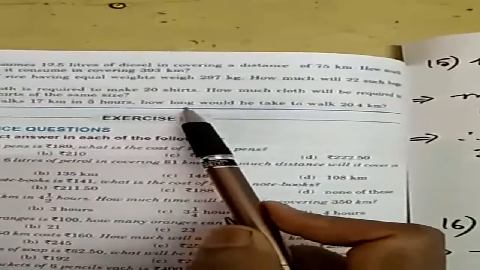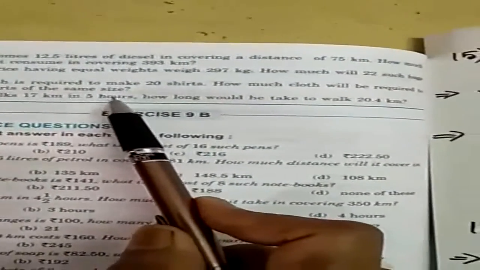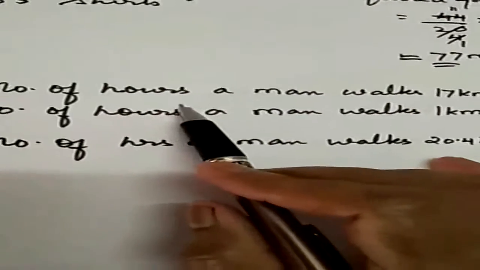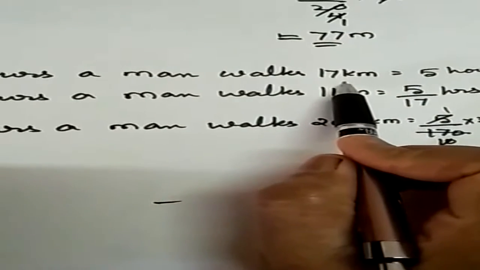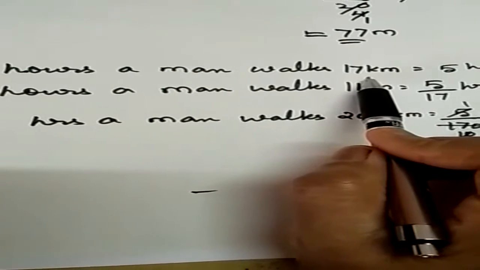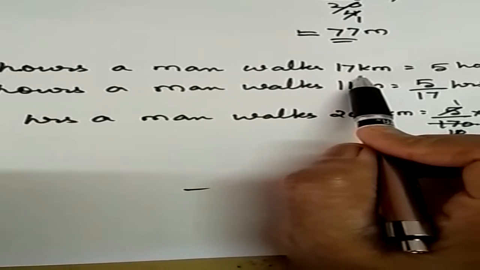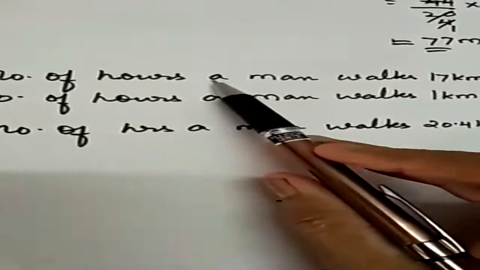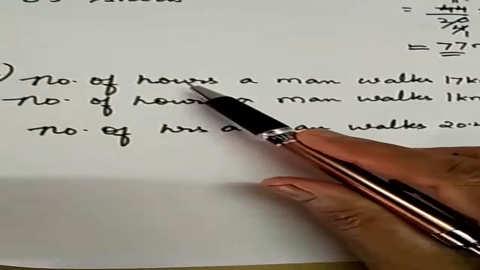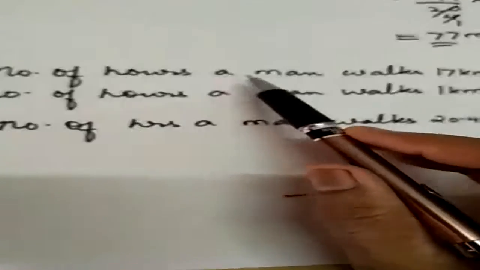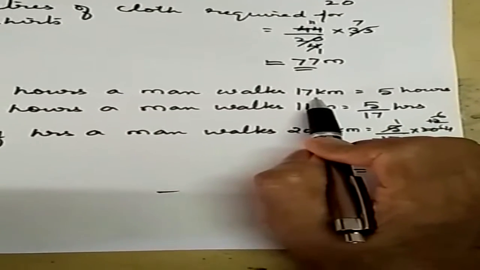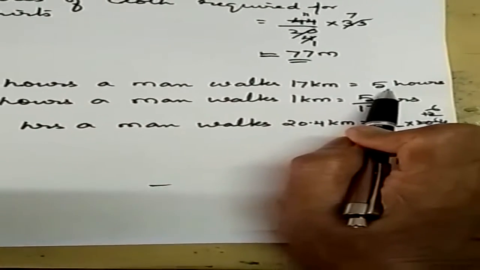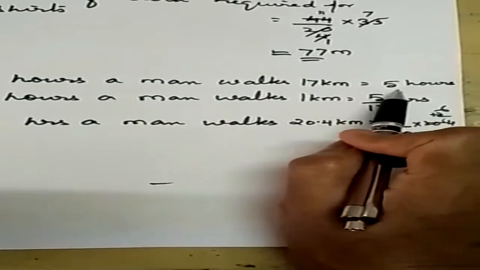Either you write time taken, or since the time is given in hours, we can write number of hours also. So I have written number of hours. See the first line of the question: number of hours a man walks 17 kilometers. In the first line of the question, what is given? If a man walks 17 kilometers in 5 hours. So you have to start the statement from number of, because the question says how long. For 17 kilometers, how much time is he taking? He is taking 5 hours.